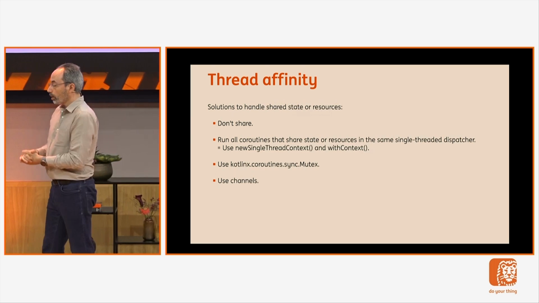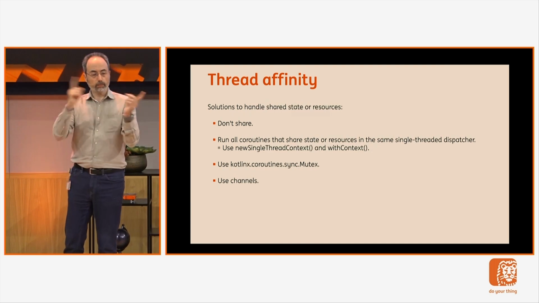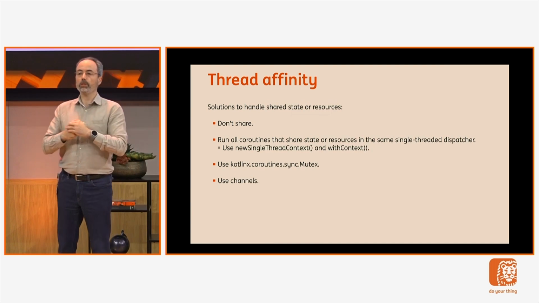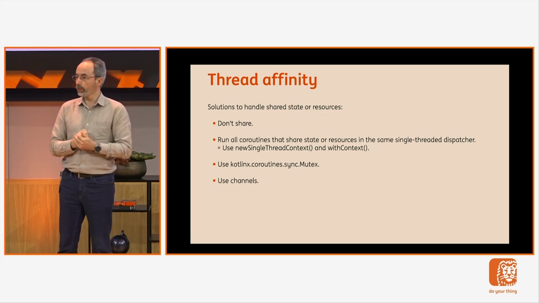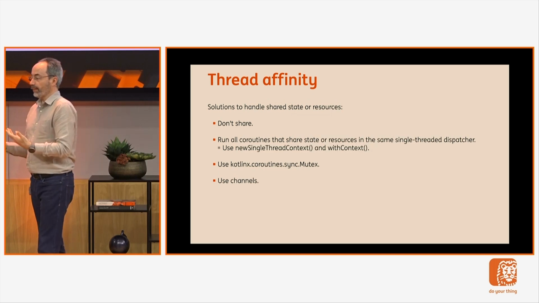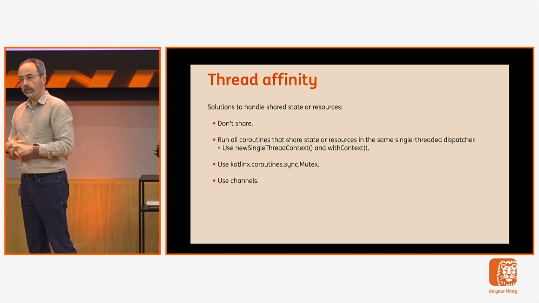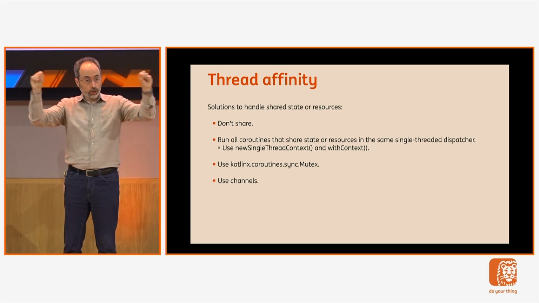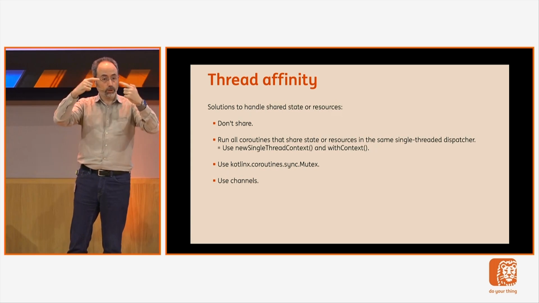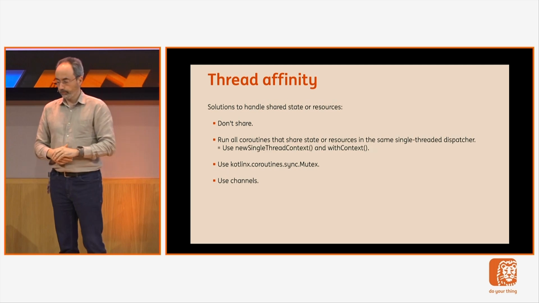The other suggestion for sending data back and forth between coroutines is to use channels. We do not have time to go over this today. But channels are communication primitives, which, as the name implies, you build a communication channel between coroutines, and then you have coroutines passing messages to each other.